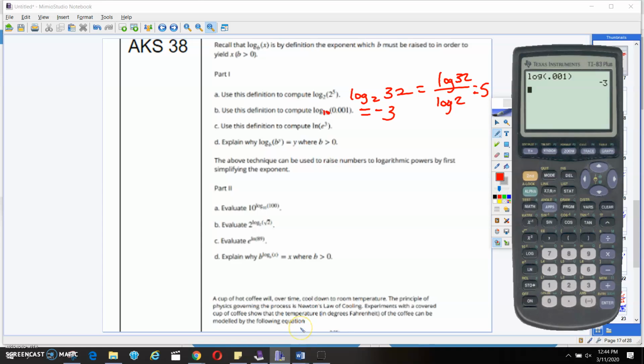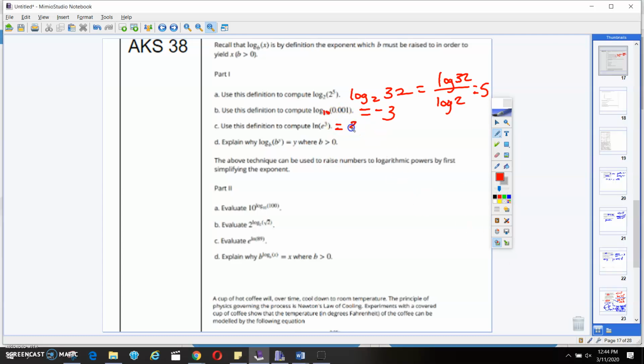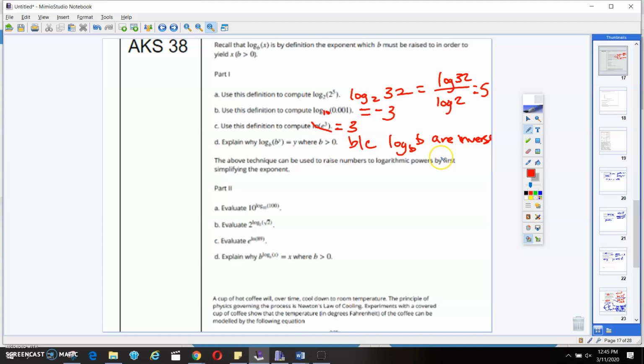C, use this definition to compute ln of e to the 3rd power. So you're going to type ln of e to the 3rd power. That's going to give you 3. We also know that ln and e are inverses of each other and they cancel each other out. So explain why log base b of b to the y equals y. Because, just like what I said, log and b are inverses. It's kind of like how exponential and log are inverses, and they cancel each other out.